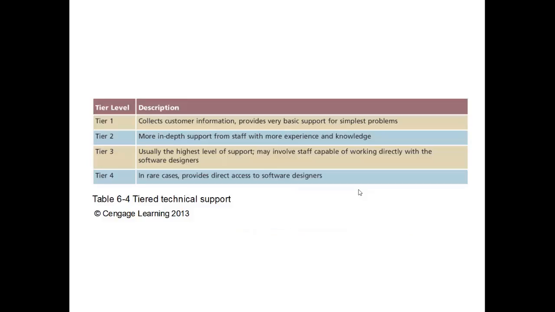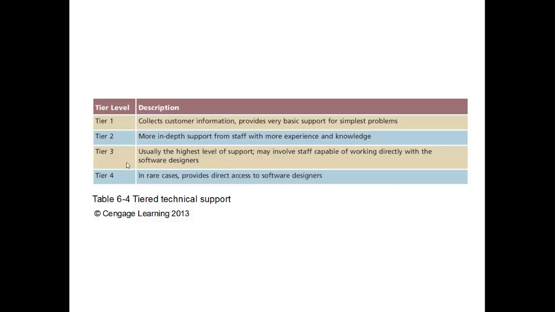On this table we have a brief description of the various tiers and what they would do. So for Tier 1, collecting customer information, providing very basic support for very simple problems. If that escalates, it goes to Tier 2, more in-depth support from staff with more experience and more knowledge. As that escalates, it goes to Tier 3.